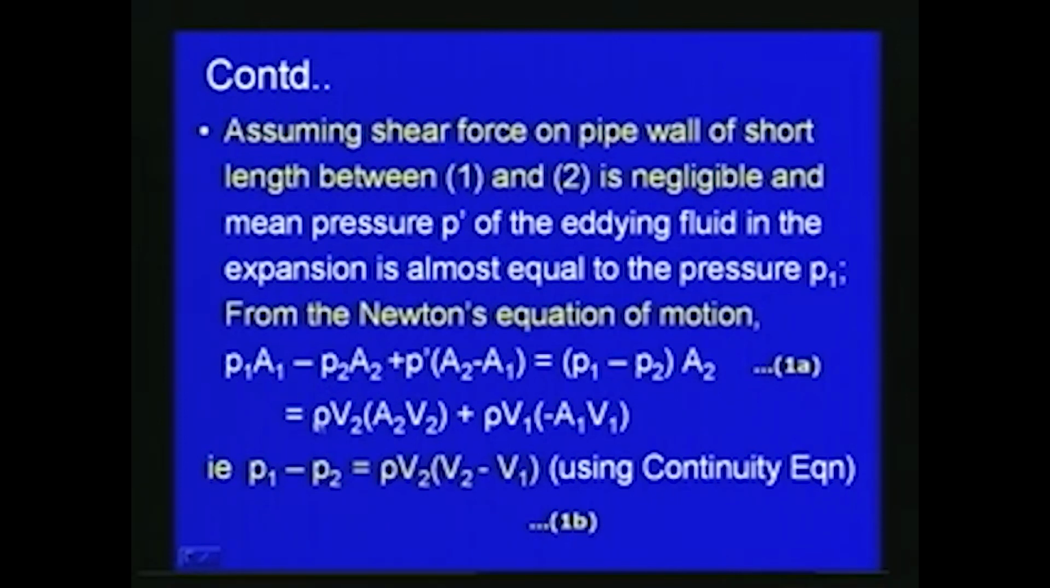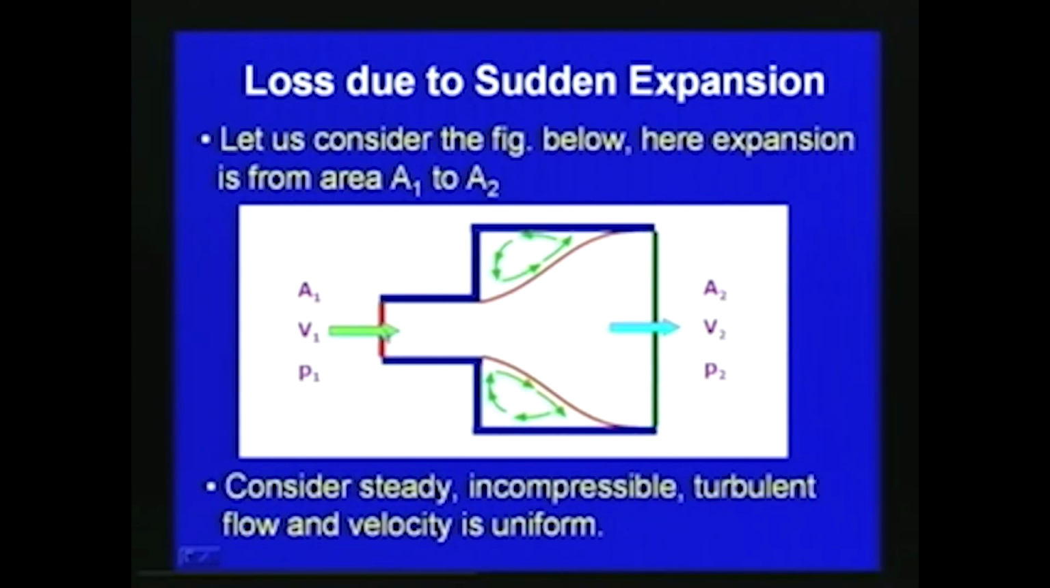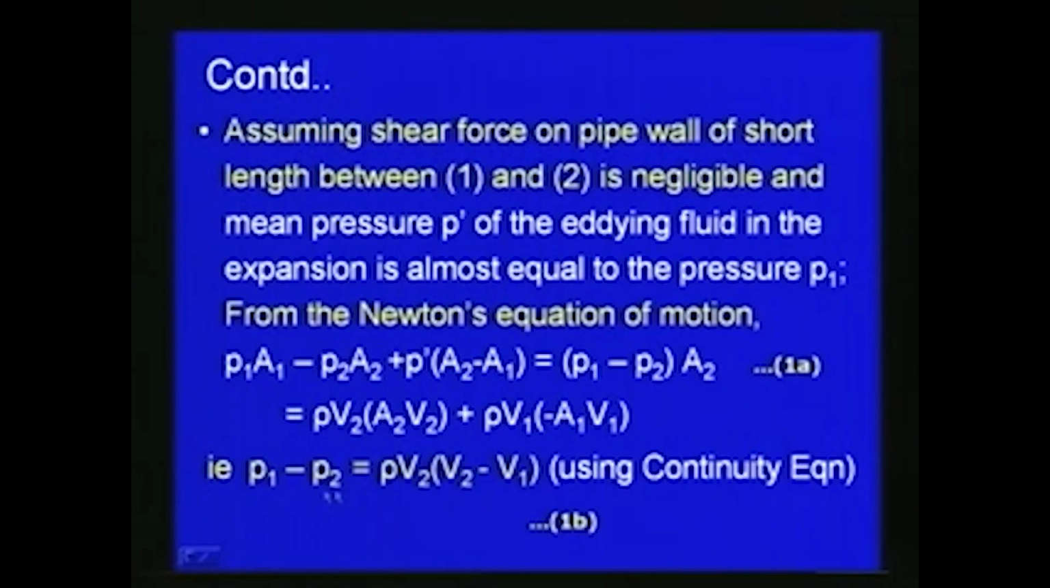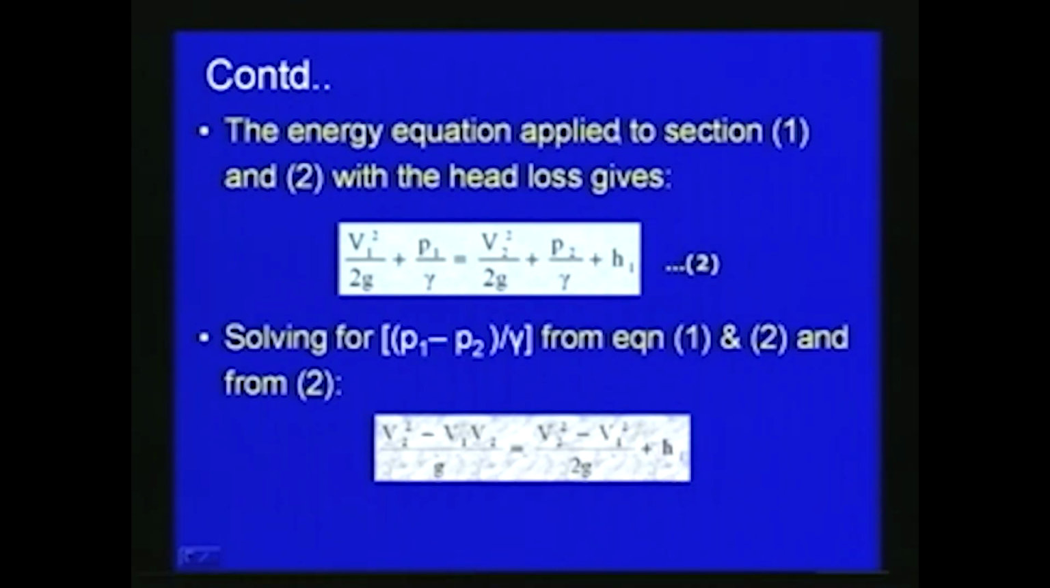This is with respect to the change of momentum. So, we can write rho V2 A2 V2 minus rho V1 A1 V1. This is the momentum. Finally, if we use the continuity equation, we can obtain P1 minus P2 is equal to rho V2 into (V2 minus V1), as in equation number 1b. Here we consider the flow like this, with one section here and another section here. So, with Newton's equation of motion, we got P1 minus P2 is equal to rho V2 into (V2 minus V1).